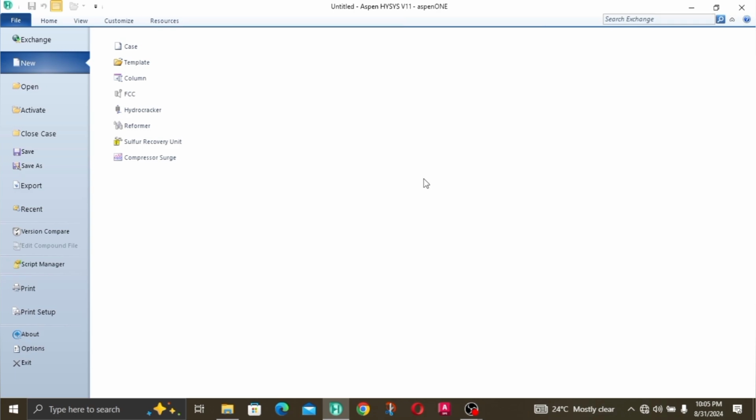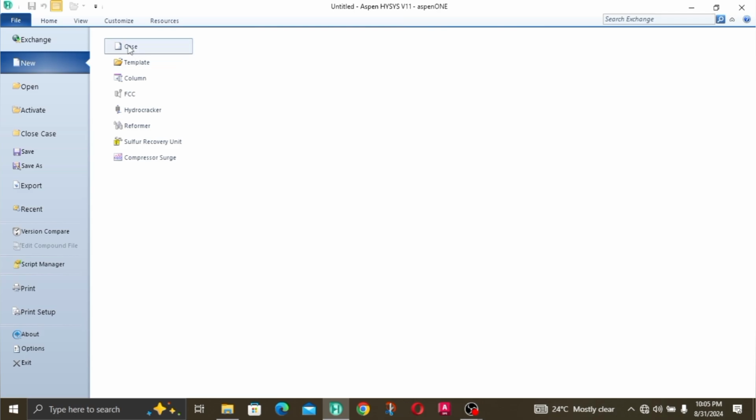So for this content, we will be using an application called Aspen HYSYS. Aspen HYSYS is a powerful process simulation software used in chemical, oil and gas, and energy industries. It enables engineers to design, optimize, and analyze process plants by simulating behavior of fluids and gases within their systems.